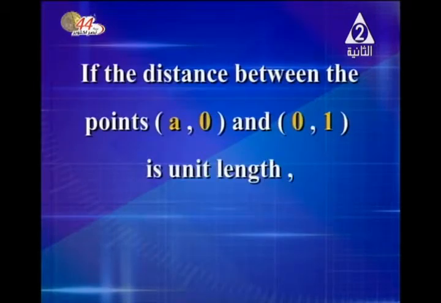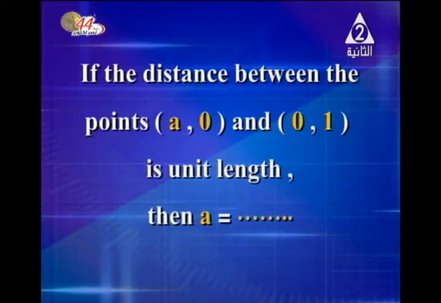Another example: if the distance between the 2 points (A, 0) and (0, 1) is unit length, then A equals what? What does this example mean? It means that the distance between the 2 points (A, 0) and (0, 1) is a unit length, 1 unit length. Unit length means 1 unit length.